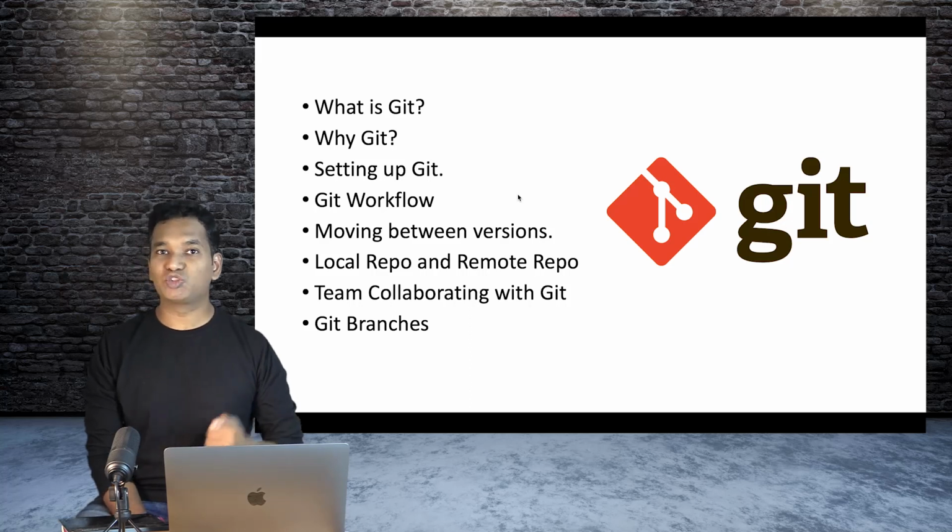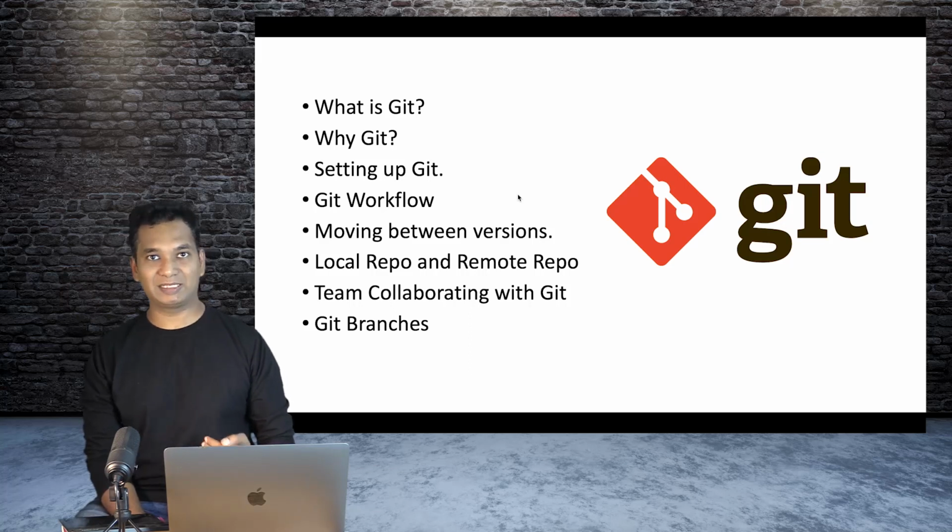You may not need very sophisticated branching and all the features of Git, but when you start developing or doing future projects, it's highly recommended that you use Git for all of your data science and AI projects. So let's get started.